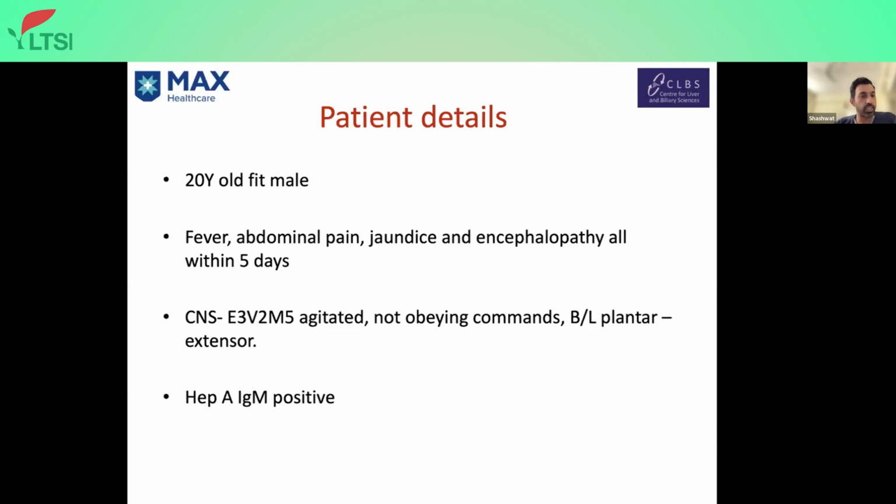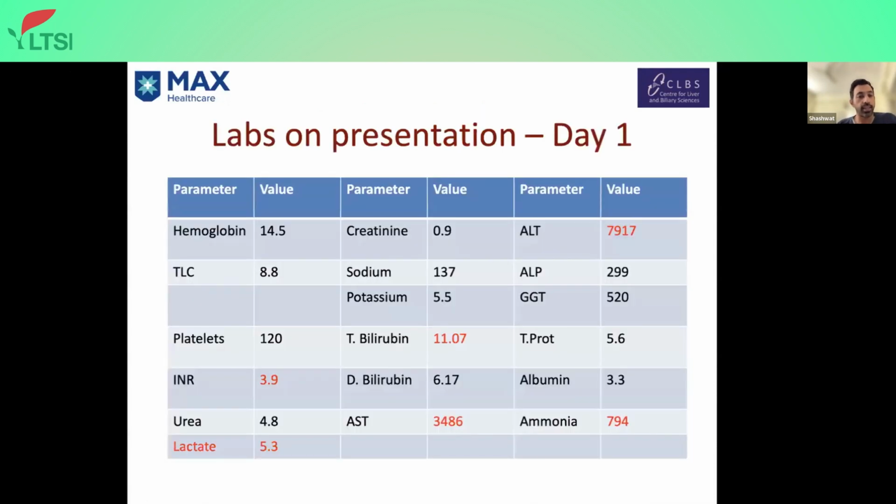When he comes to the emergency, ours was the first hospital he visited. He is now E3, V2, and M5, and he's very agitated. He's not obeying commands. The plantars are extensive. The serological workup is Hep A positive. I'm just going to do the very salient points. Next slide, please. These are his labs at presentation. The INR is 3.9. Bilirubin is about 11. AST and ALT are in several thousands. Ammonia is 794, and lactate is 5.3.